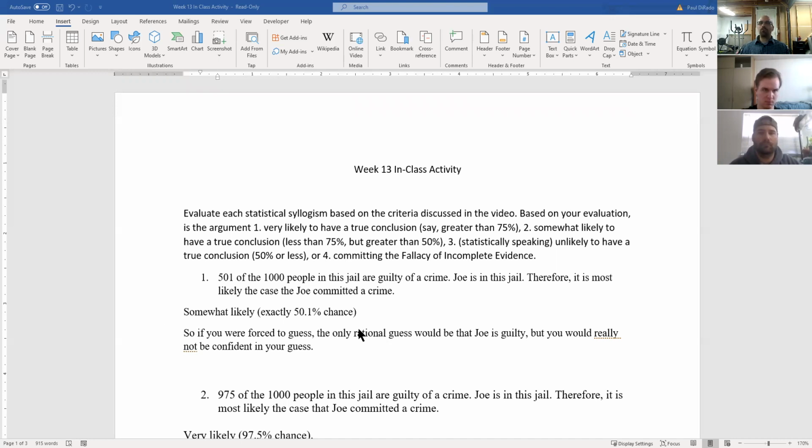That's what we sort of mean by this sort of somewhat likely, right? It is what the information suggests is probably the case, but not so overwhelmingly that you'd hold that view particularly strongly. Good so far? All right, do the second one.